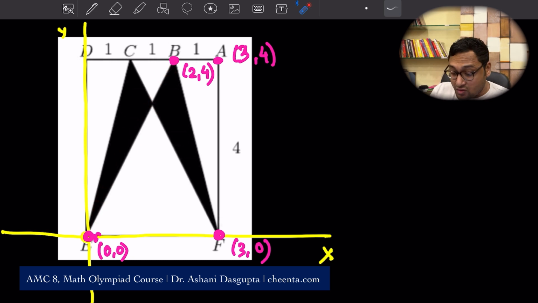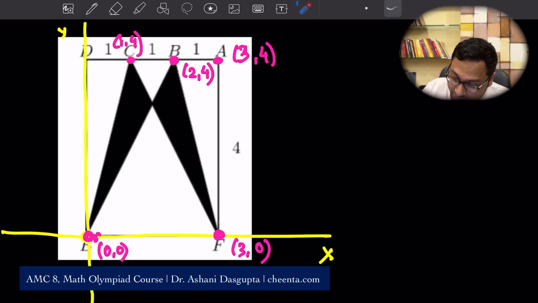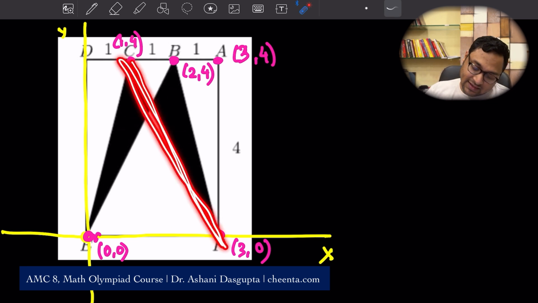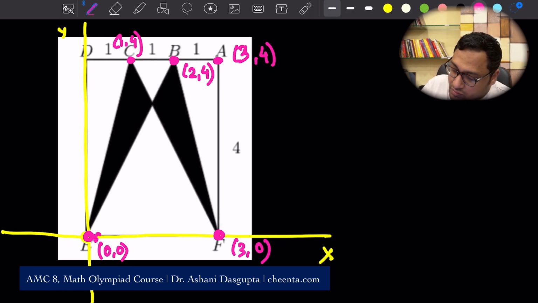You can find the equation of this line. Similarly, you can find this particular point, which is 1, 4, and you can find the equation of this particular line. And then find the intersection point of these two lines, the coordinate of the intersection point. Okay, so how do you do it? This is something that we learn in the AMC 8 Math Olympiad program at Cheenta.